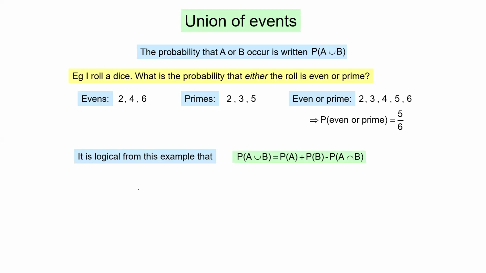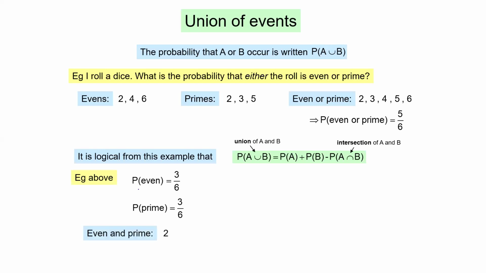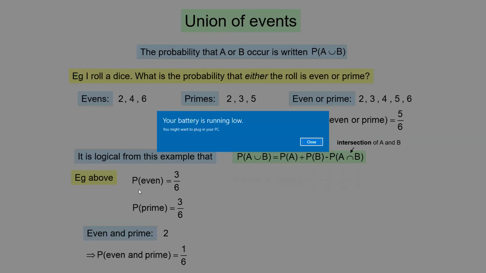Now look at this. P of A union B is equal to P of A plus P of B minus P of A intersection B. So when you put the values here, you will show that you are putting the events, and then you put the probability here.